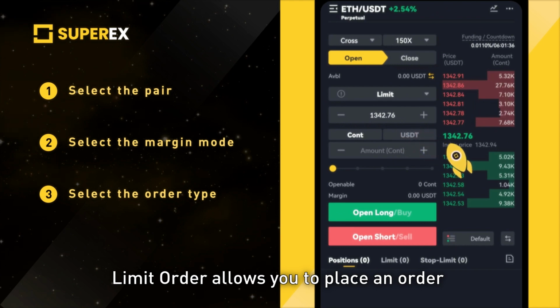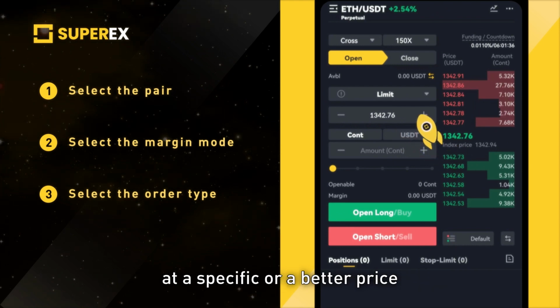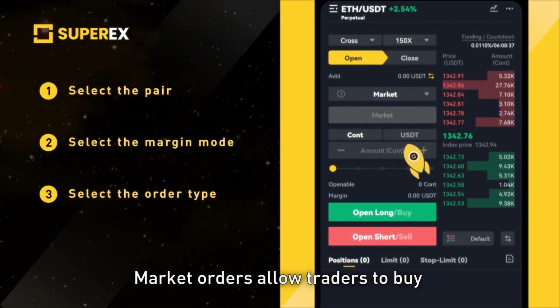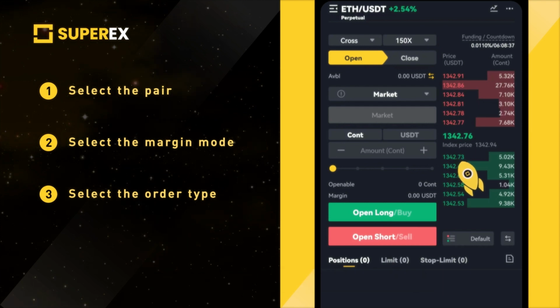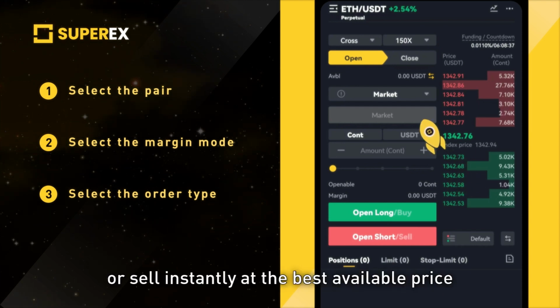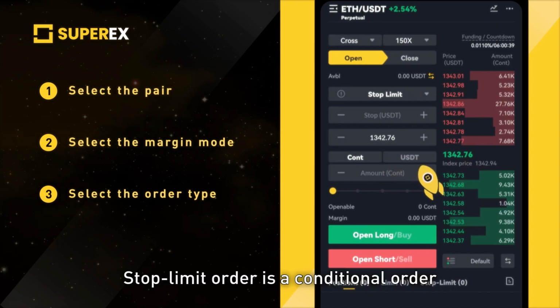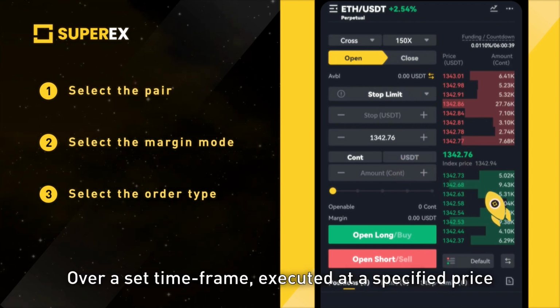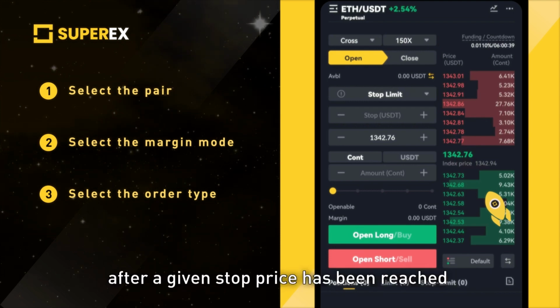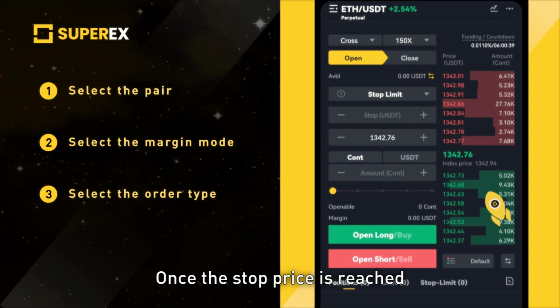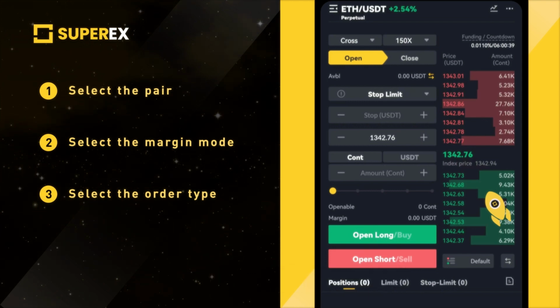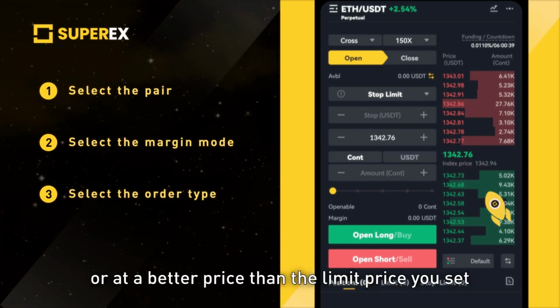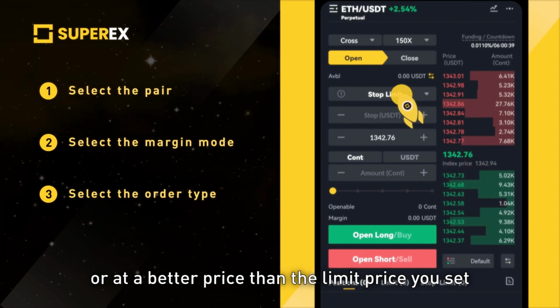Limit order allows you to place an order at a specific or a better price. Market orders allow traders to buy or sell instantly at the best available price. Stop limit order is a conditional order over a set time frame, executed at a specified price after a given stop price has been reached. Once the stop price is reached, it will buy or sell at the limit price or at a better price than the limit price you set.